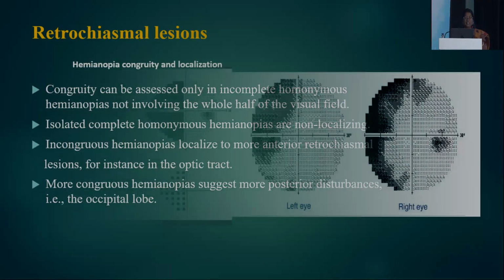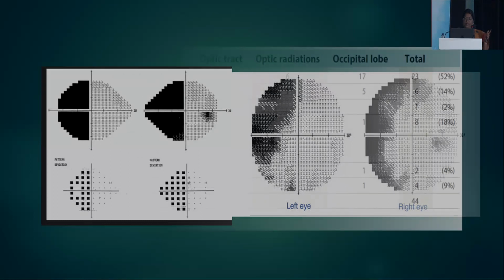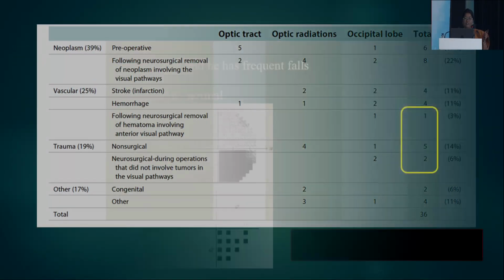In retrochiasmal lesions, you always have to look for incongruity of the hemianopia. If it is more incongruous, it is going to be anterior. A more posterior lesion is going to have a congruous defect. And this you can see only in incomplete hemianopias and not in complete hemianopias. So let me skip this theory.